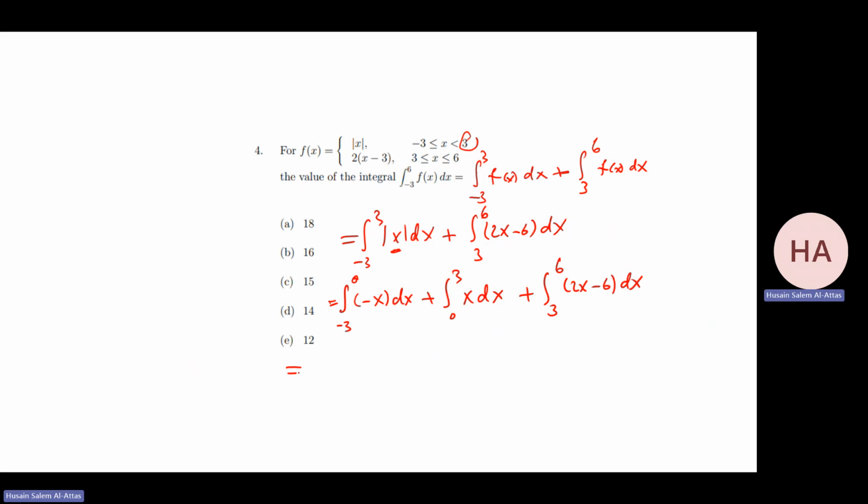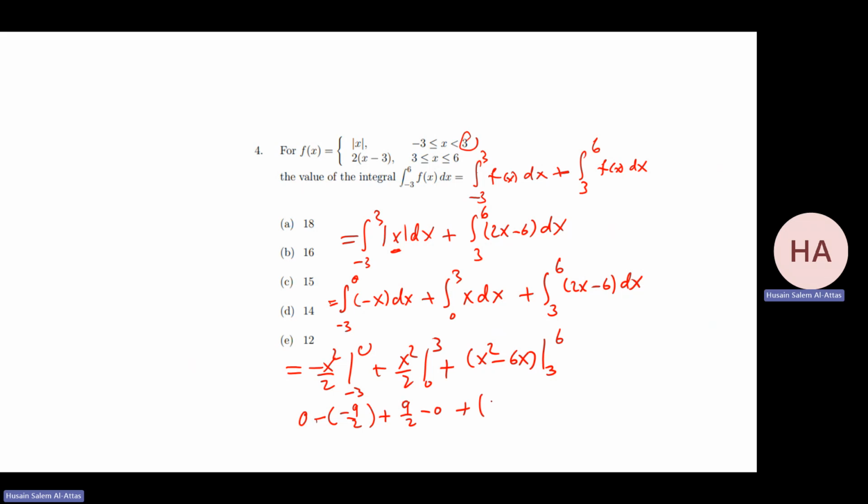Okay, let us do the calculation now. Minus x squared over 2 from minus 3 to 0, plus x squared over 2 from 0 to 3, plus what? Here I have x squared minus 6x from 3 to 6. So I have 0 minus 9 over 2 plus 9 over 2 minus 0 plus. Be careful with the calculation. That will be 36 minus 36 plus 9 minus 18.